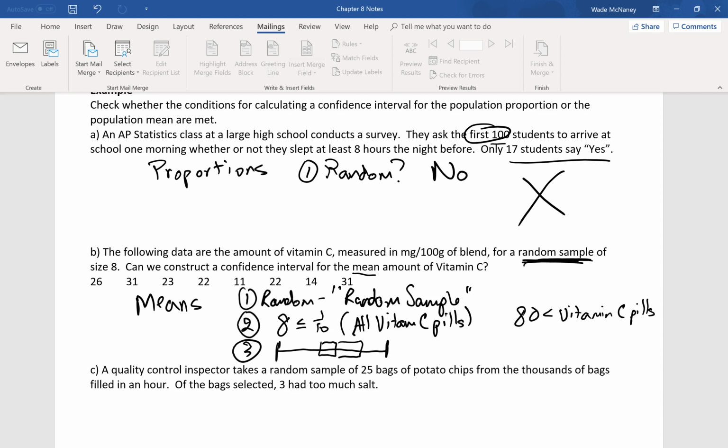Okay, so again, what are we looking for? Are there any outliers? Well, because this was a modified box plot, it didn't show any of them, so there are no outliers. Is there any strong skewness?